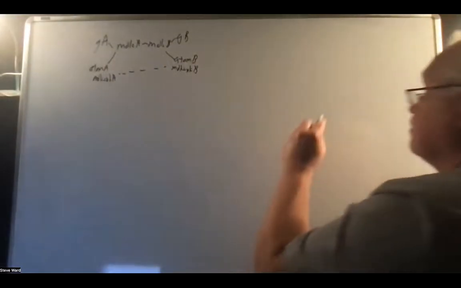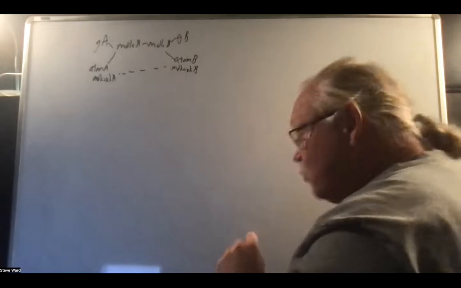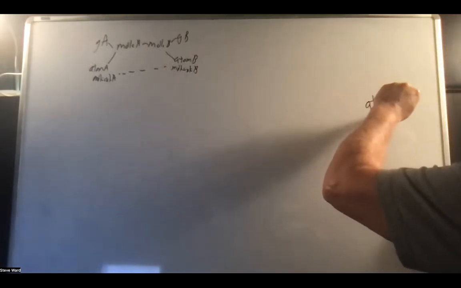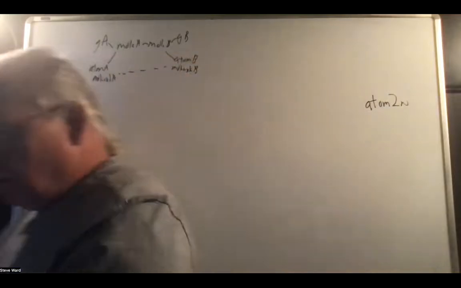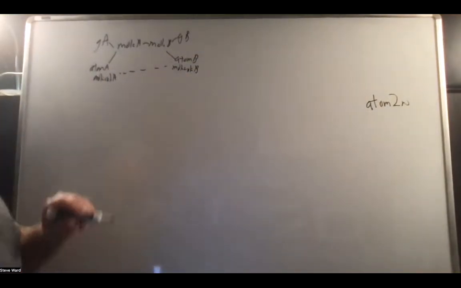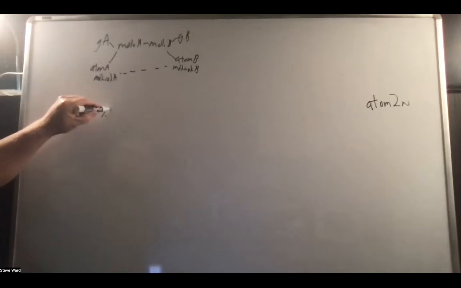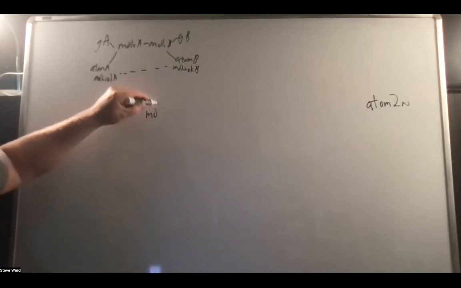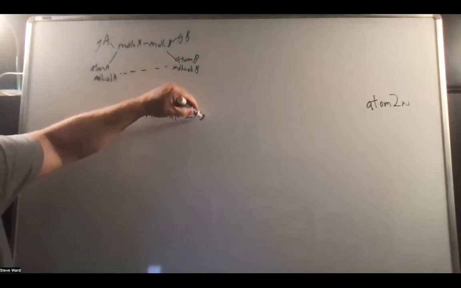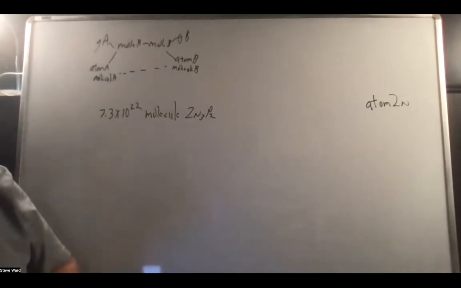It says, and I'm going to have to write this a little bit up here to the top and down here because I need to write it twice. The question says, how many atoms of zinc are contained in 7.3 times 10 to the 22nd molecules of Zn3P2, zinc phosphide.